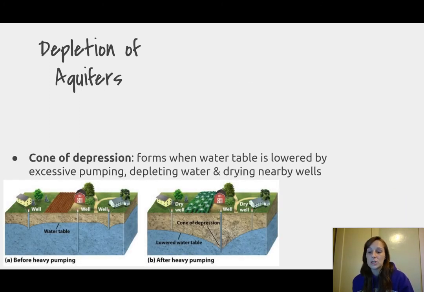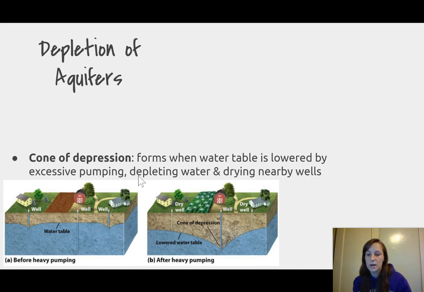So with this depletion of aquifers, there's a couple ways that this can look. The first one is called the cone of depression. Basically, depression as in something that gets pushed down and depressed, not necessarily in like the sadness, but I guess it's kind of sad when this happens too. So the cone of depression forms when the water table is lowered by excessive pumping, depleting water, and drying nearby wells.